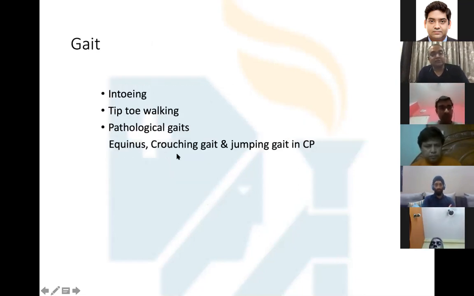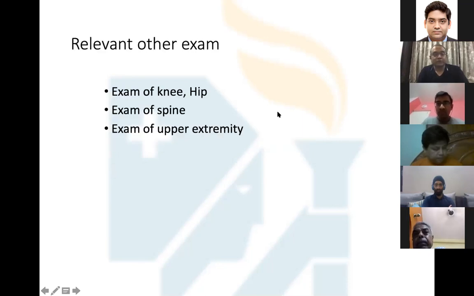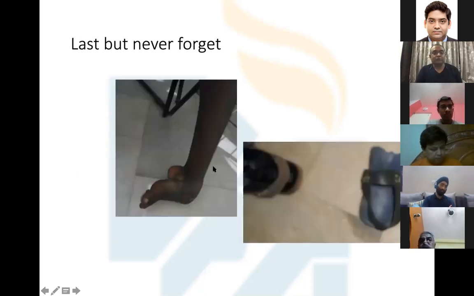And as always, the examination of gait is very important in any case. Here we have to see if there is any tiptoeing walking, and what the different types of gaits are, like crouching gait or jumping gait of cerebral palsy, or the in-toeing gait, which is also very important in pediatric foot and ankle examination. And always you have to examine the knee joint, the hip joint, the spine, and the upper extremities also.